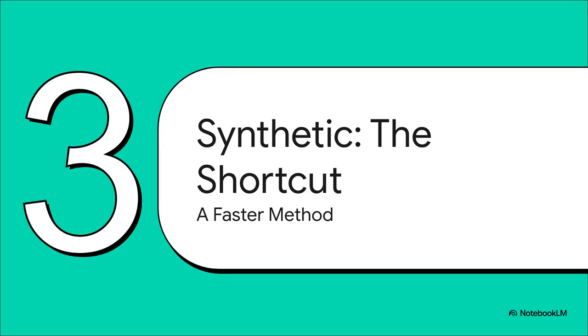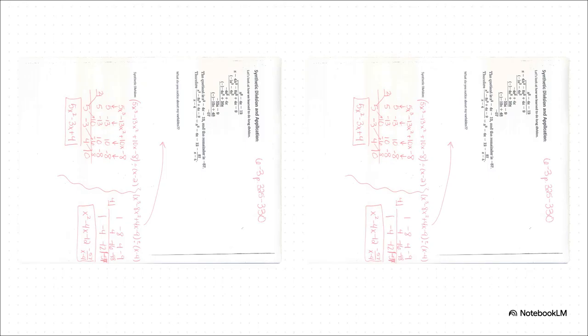Okay, enough with the wrench. Let's grab the power drill. Section 3, synthetic division, the shortcut. This is the one you're gonna love because it is so much faster. And this right here shows you everything. On the left, that's the long division we just walked through. On the right, the exact same problem solved with synthetic division. Just look at how much cleaner and simpler it is. No variables, less writing. It's a game changer.